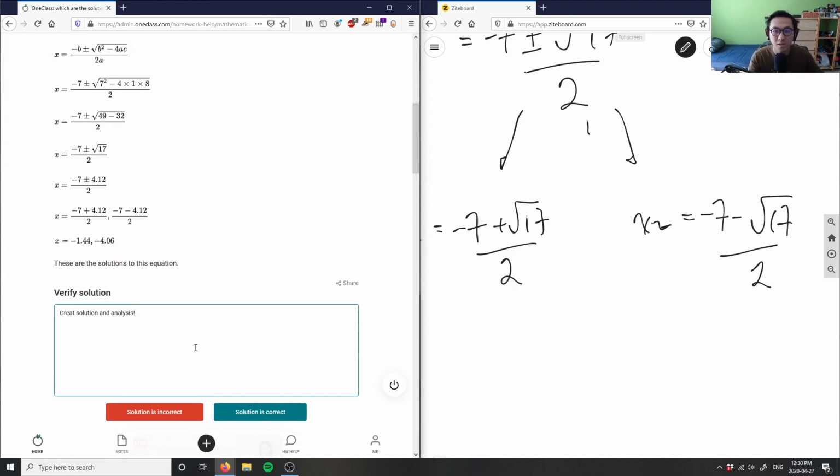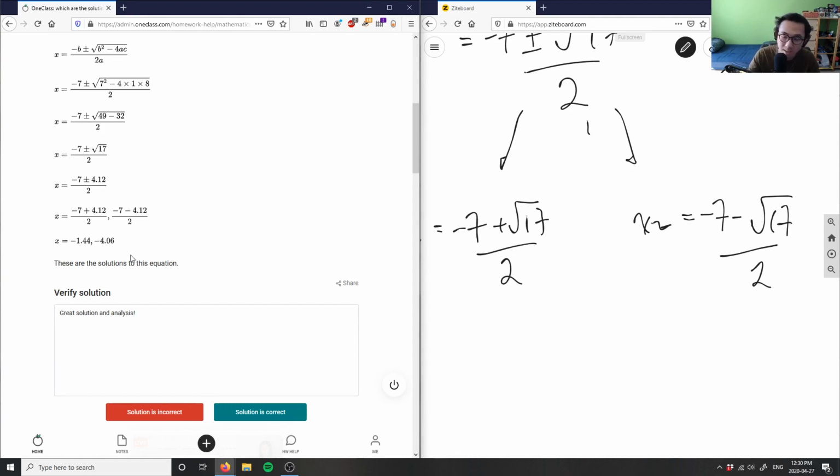I'm just going to double check on my calculator that it actually equals negative 1.44, but I'm pretty sure it does. Bear with me for a sec. Negative 7 plus root 17 divided by 2 is negative 1.44. That's good, which is the first one. And the second value would have been negative 5.56, which is actually not the solution here. This solution is incorrect.